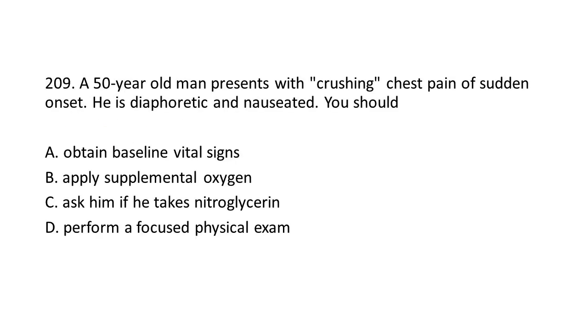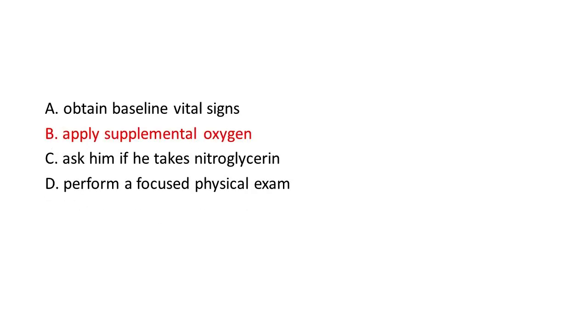209. A 50-year-old man presents with crushing chest pain of sudden onset. He is diaphoretic and nauseated. You should: A. Obtain baseline vital signs. B. Apply supplemental oxygen. C. Ask him if he takes nitroglycerin. D. Perform a focused physical exam. The answer is B. Apply supplemental oxygen.